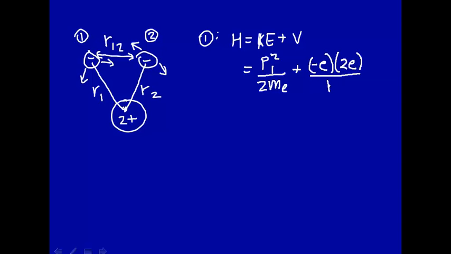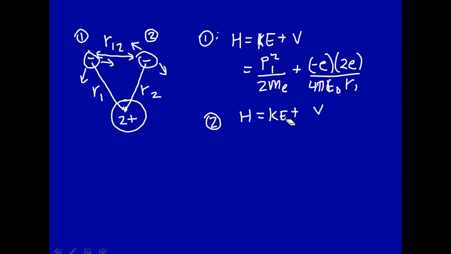divided by 4 pi epsilon naught times the distance between the 2 charged particles. So that's just minus 2e squared over 4 pi epsilon naught R1. The same thing for electron 2, exactly the same thing. The Hamiltonian is the kinetic energy plus the potential energy, which we denote by V.